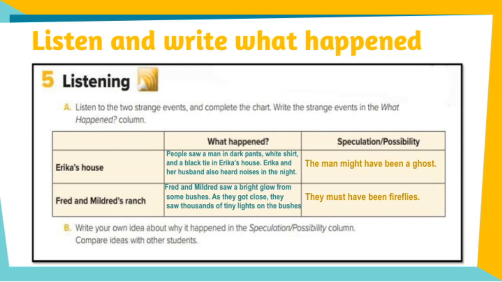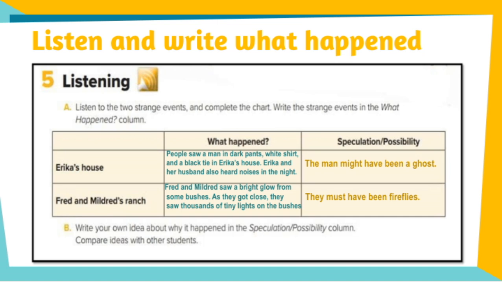So on this slide, we see some intriguing sightings. First, they must have been fireflies. This suggests that what people saw could very well have been these tiny insects flashing their lights, creating that glowing effect. It's a natural explanation for the bright lights in the bushes. But then, there's a possibility that the man they saw might have been a ghost. This introduces a more mysterious, supernatural element to the story, sparking curiosity about what people believe they experienced.